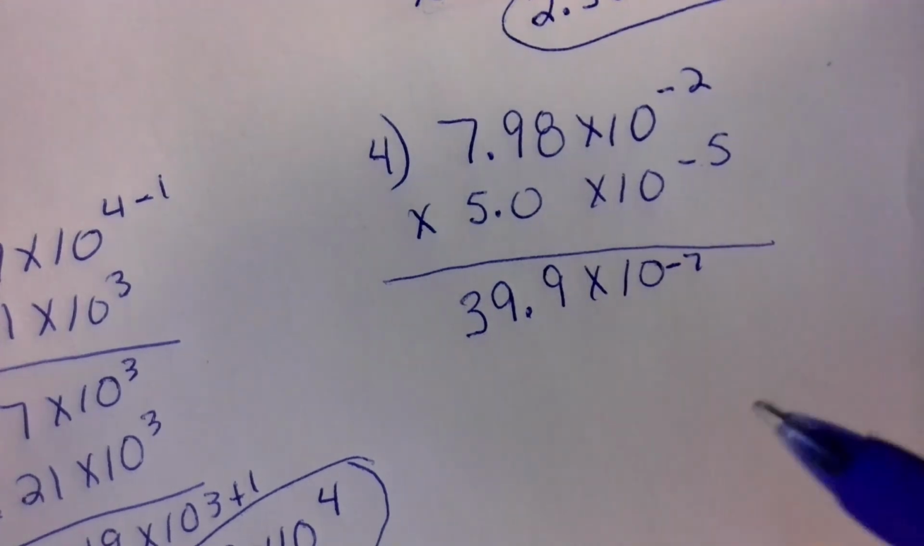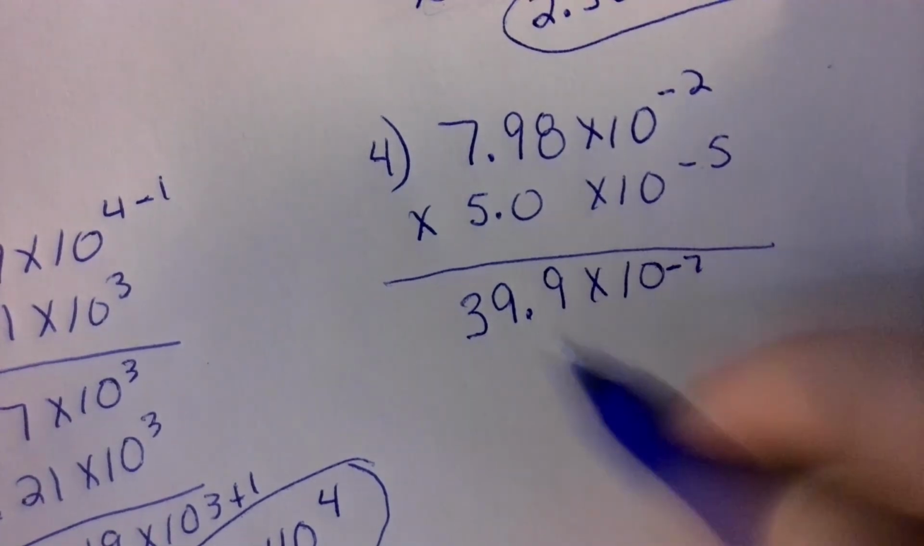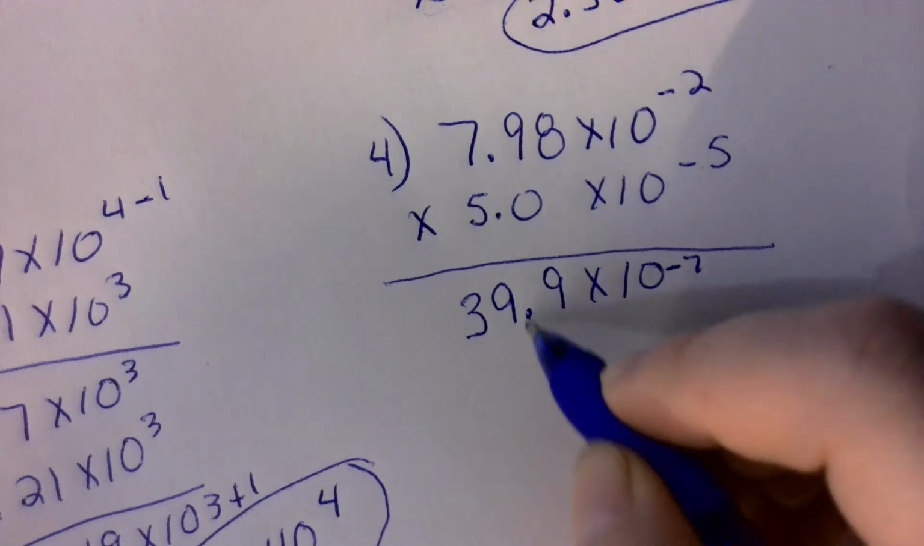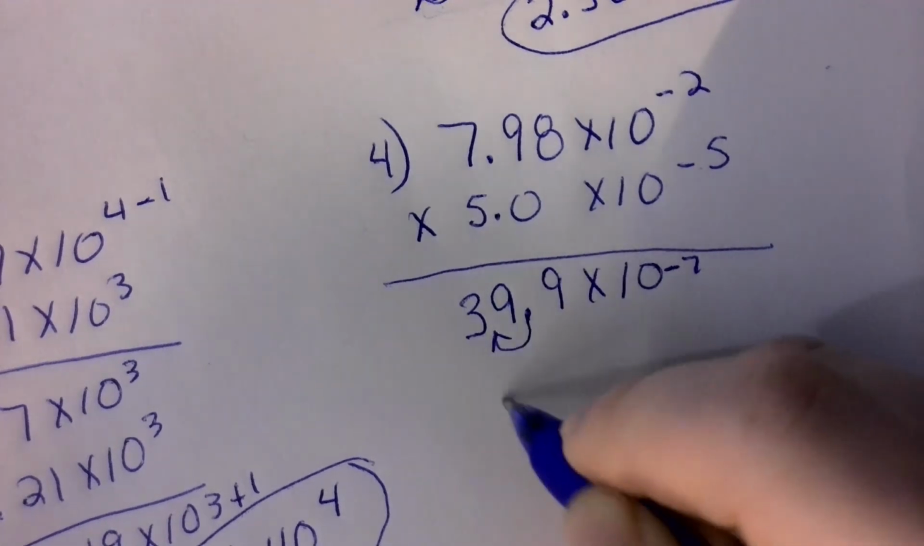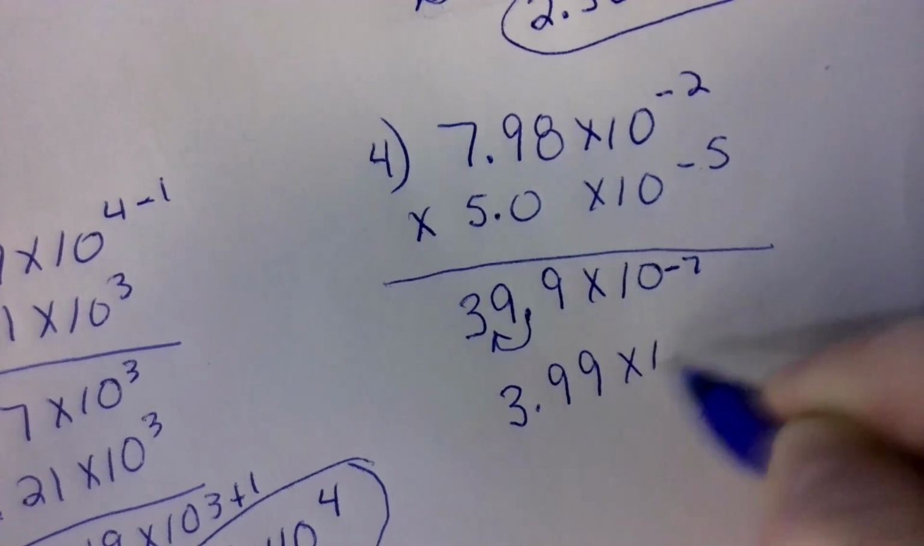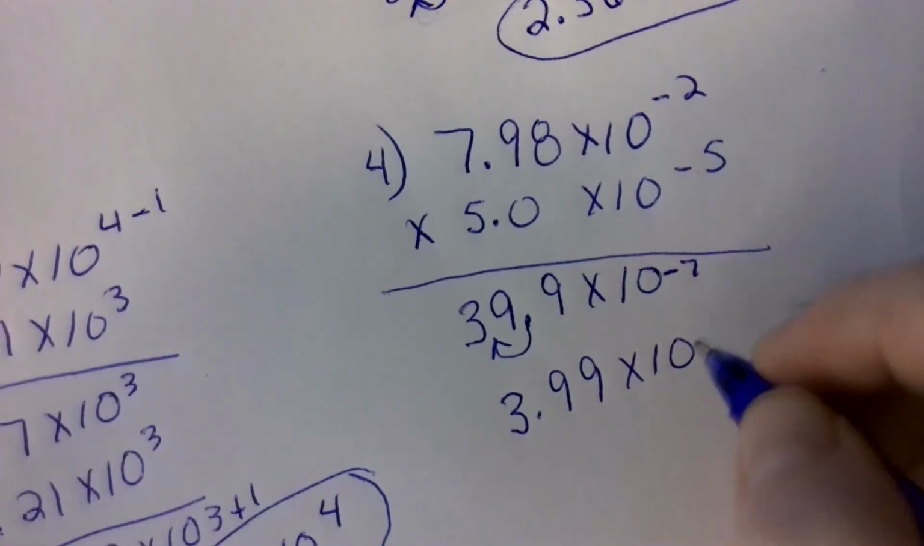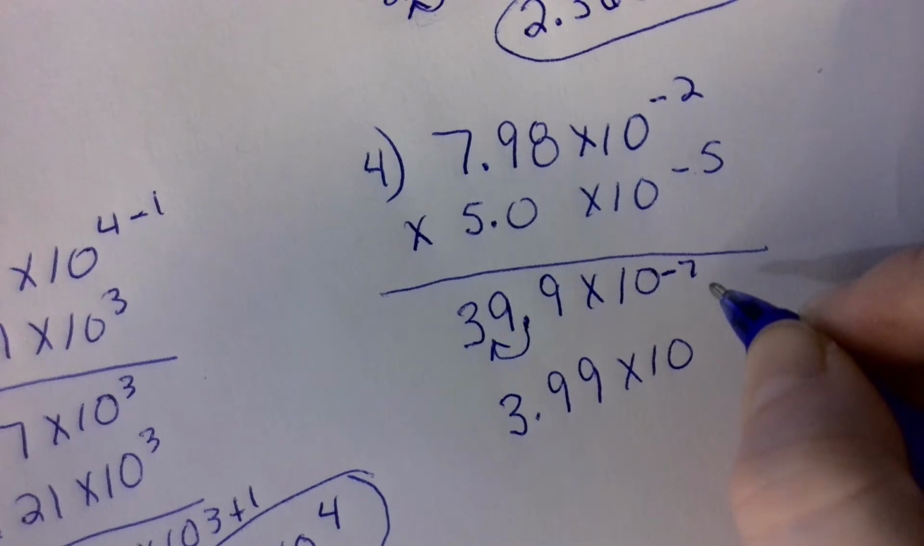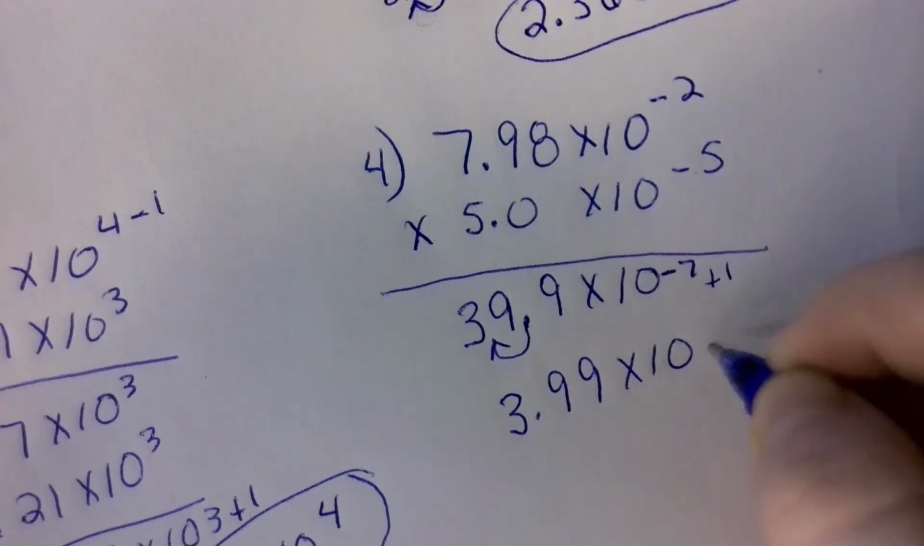Okay, and now I can't have this. I can't have 2 numbers in front of the decimal. I'm going to move this 1 spot. So I'm going to get 3.99 times 10. Moved it 1 spot. So I have to add 1. So -6.